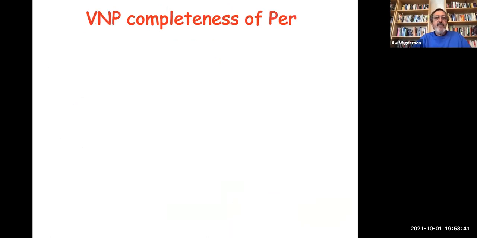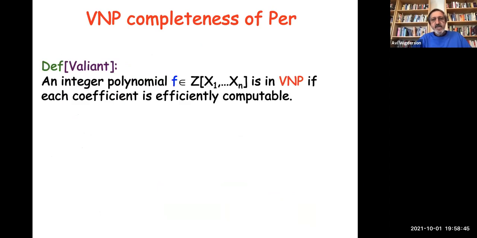What about the permanent? So what is even VNP? Valiant defined this class. Remember, this is a class of interesting polynomials. So first of all, we demand the integer polynomial. The degree is related to n polynomially. It's in VNP if every coefficient, I mean, that's an informal definition, if every coefficient can be efficiently computable.